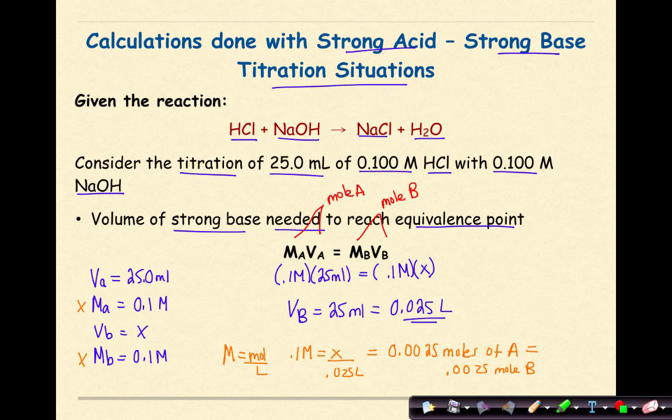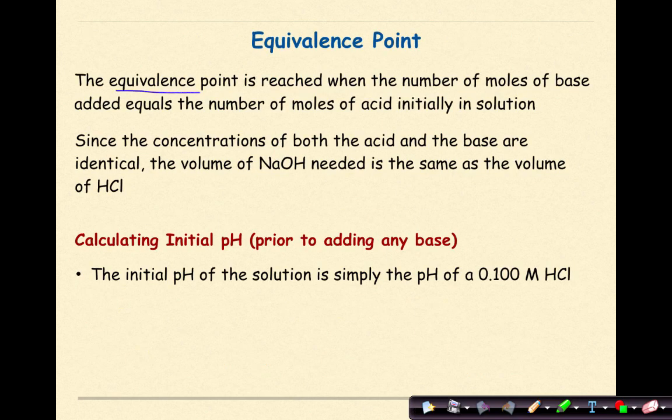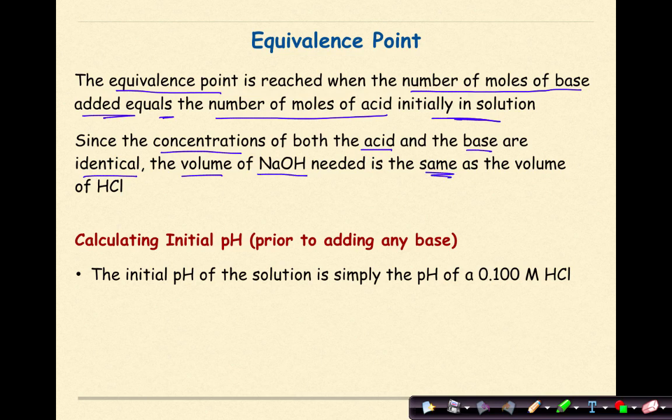So again, the equivalence point is reached when the number of moles of base added equals the number of moles of acid initially in the solution, and that's where the base is your titrant. Since the concentrations of both the acid and the base are identical, the volume of sodium hydroxide needed is the same as the volume of HCl.